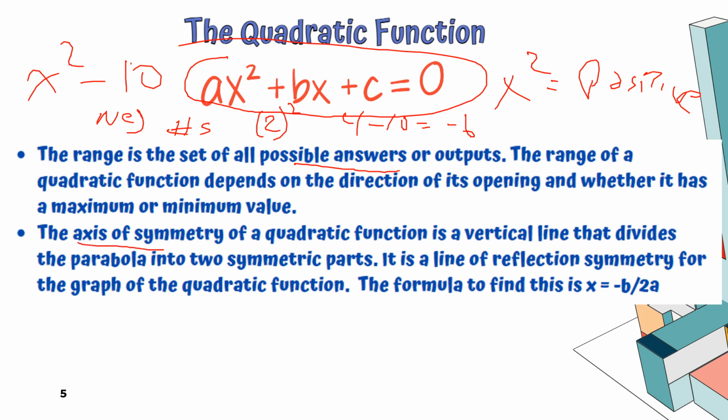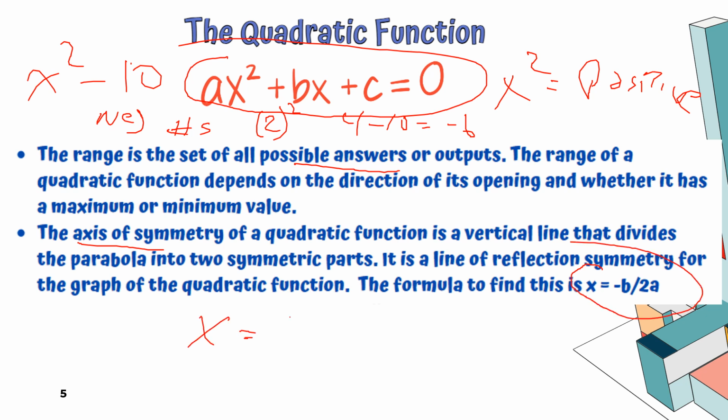Your axis of symmetry for a quadratic function is a vertical line that divides a parabola into two symmetric parts, or two equal parts, or two parts that are just mirrored images of each other. It's a line of reflection for the graph, and to find the vertex, there's this formula.